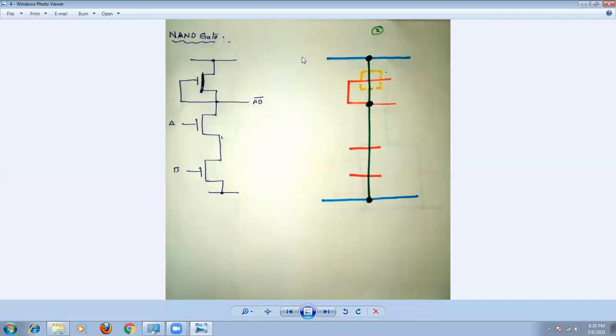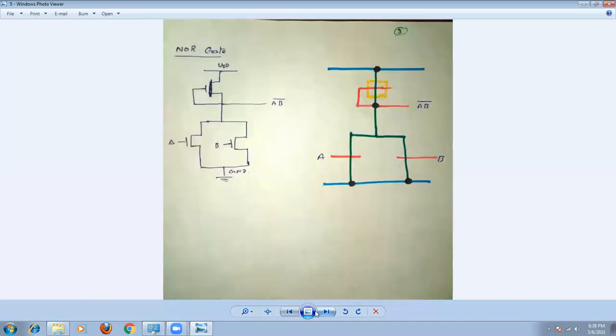This is the stick diagram for the NAND gate. VDD line, ground line. Next we can go for the NOR gate. These are two transistors connected in parallel here. One transistor is a depletion mode transistor connected to the output terminal, right?